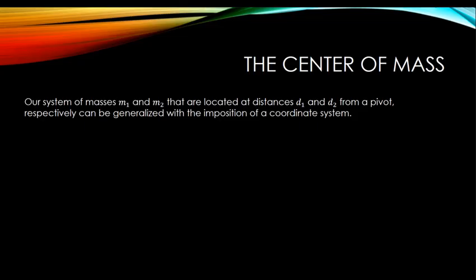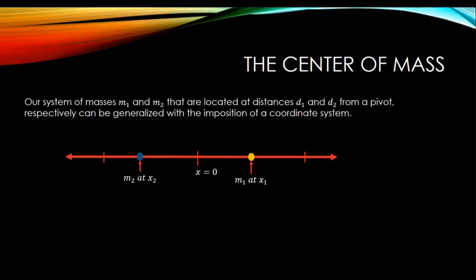Our system of masses m sub 1, m sub 2 are located at distances d sub 1 and d sub 2 from some pivot that can be generalized with an imposition of a coordinate system. So I'm going to set up this number line here, and I'm going to define the origin right in the middle at x is equal to 0. I'm going to place my m sub 1 mass at a point that I'm going to call x sub 1 that sits to the right of x is equal to 0. I'm going to place my m sub 2 mass at a point that I call x sub 2, and this point sits to the left of 0.